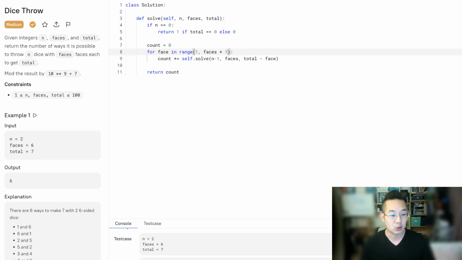But then we are doing repeated work. The repeated work here is that for the n number of dice and for a particular total, we are repeating the work that we need to do. And that causes us to have a time limit exceeded problem. One way we can solve this is to have memoization.